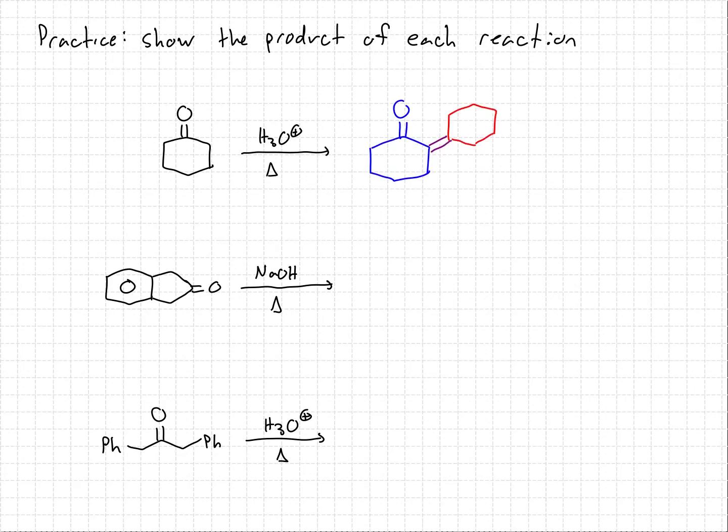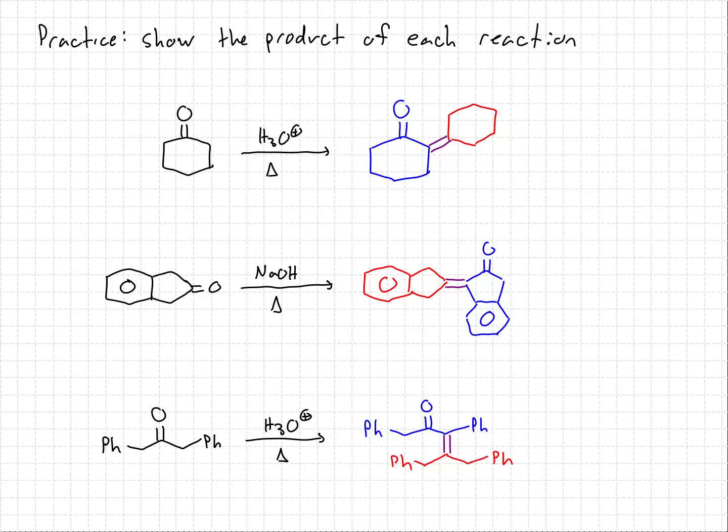In the case of the first reaction, we would be joining these two rings together to form this unsaturated ketone. In the case of the second reaction, we would make this highly unsaturated derivative. And in the case of the third reaction, we would get this alkene here.